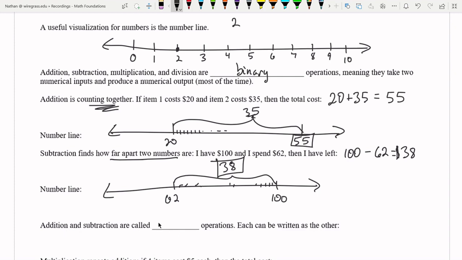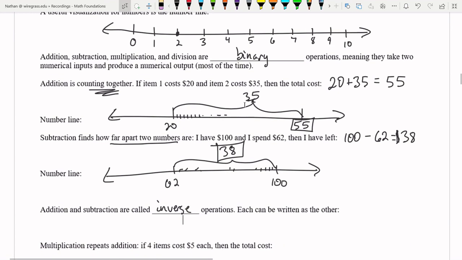Addition and subtraction are called inverse operations. They can be kind of rewritten as one or the other. So in this first case, right, I had 20 plus 35 equals 55. I can also write 35 equals 55 minus 20. I haven't really used any different numbers. I've just used a different operation. We're really talking about the same thing as these 2 equations.